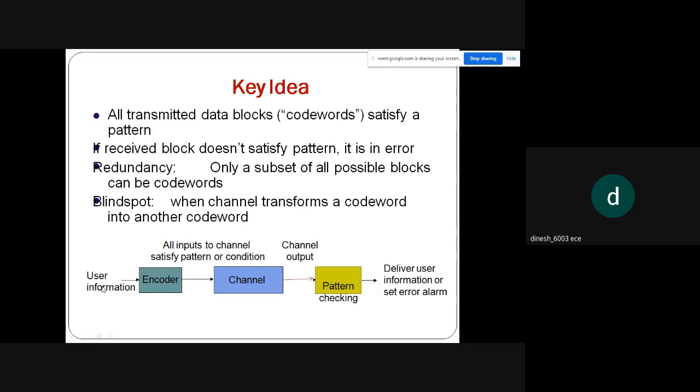So this is your diagrammatic representation. User information is there, which sends our data. We have an encoder. All the inputs to the channel satisfy certain conditions or parameters, which is then given onto a channel. Then from the channel to the receiver, the pattern checking will be done, either CRC, parity check, Hamming, or any error detecting code. If it is satisfied, it will deliver it correctly, or else it will give an alarm, a notification that there is an error in the code words or in the block of data.